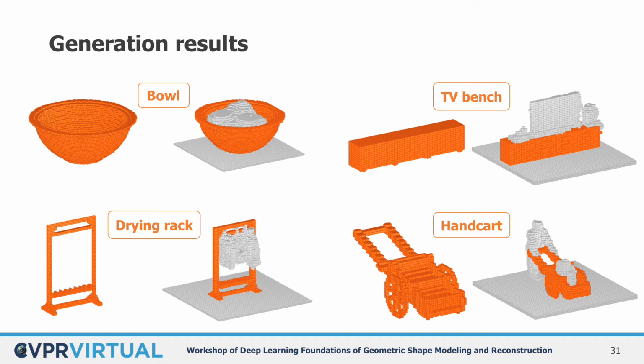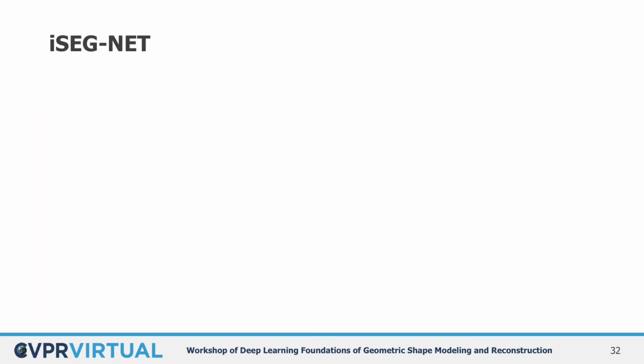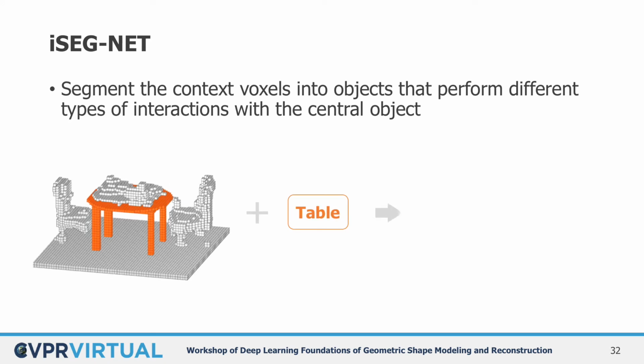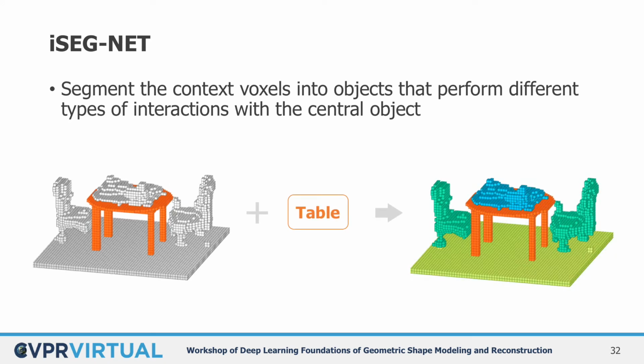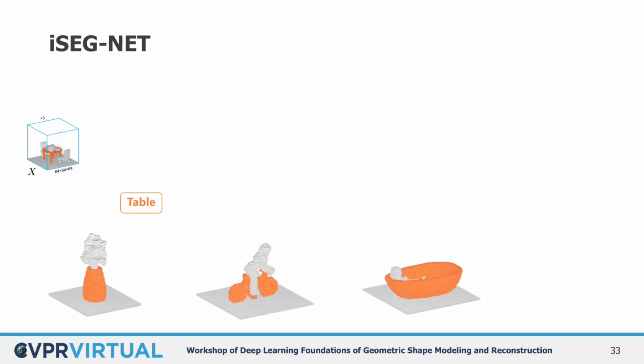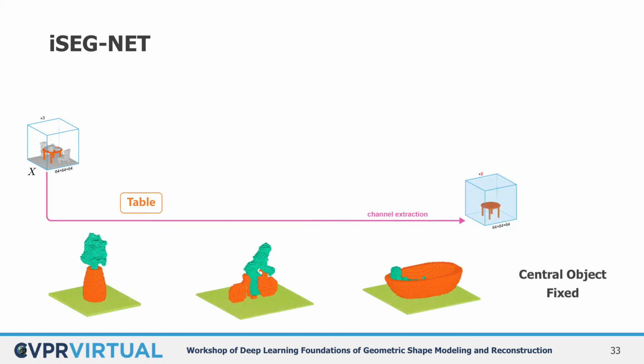Then for the iSegnet, the goal is to segment the context voxels into objects that perform different types of interactions with the central object. Since we only need to segment the interacting objects, the central object channel is kept the same. The remaining segmentation network architecture is similar to that of the generation network, but with skip connection. So in this way, we get the final segmented scene context.